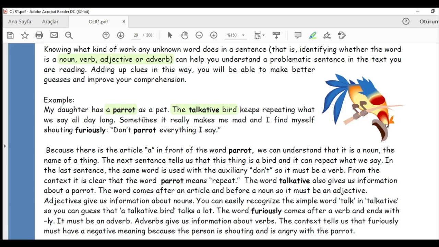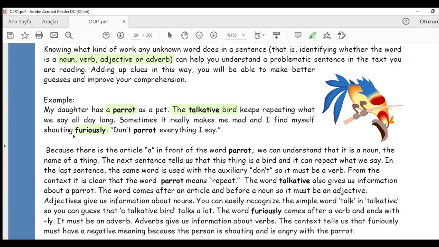And then, look, it makes me mad, right? I feel angry and I find myself shouting furiously. Now, furiously answers the question, how? How do you shout? I shout furiously, angrily, okay? Of course, there's an "ly" at the end, so that helps us to identify it as an adverb. It doesn't always happen though. Just because a word has "ly" at the end doesn't mean that it is an adverb, but it generally is. Early, for example, can be an adjective, okay? But generally, it is an adverb.